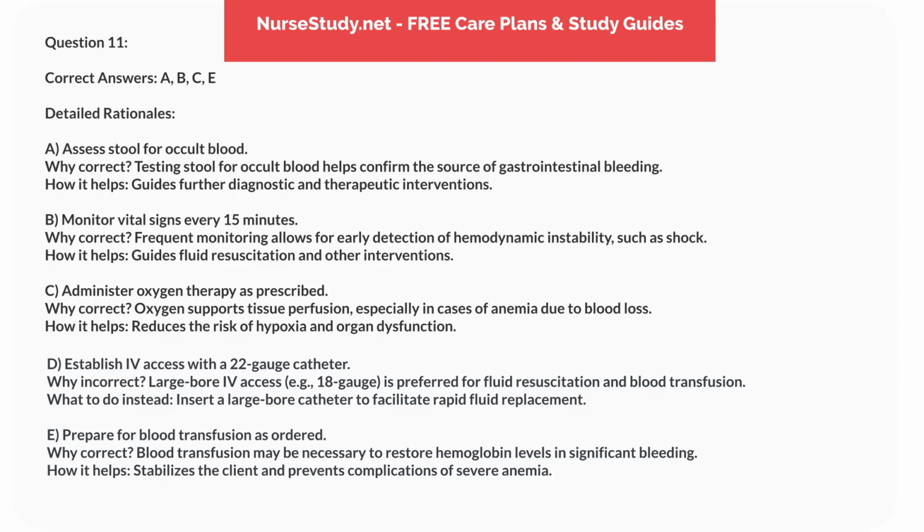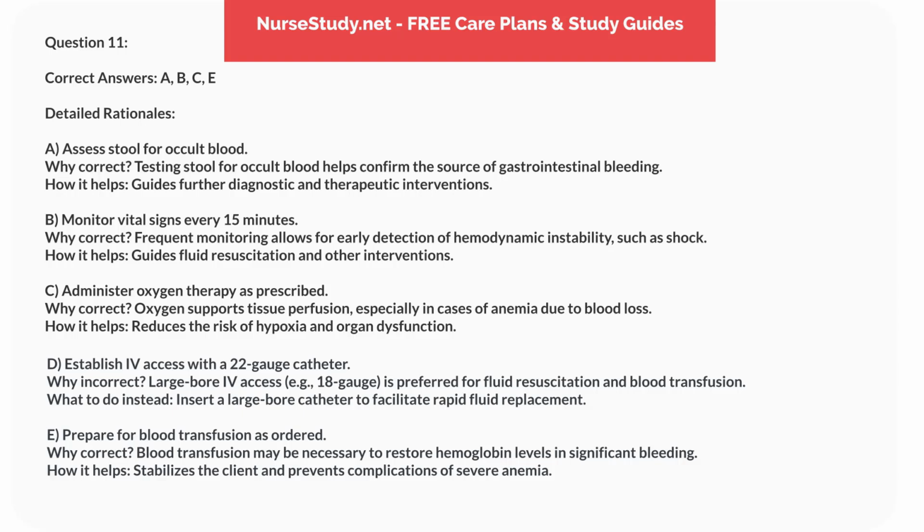Detailed rationales. A. Assess stool for occult blood. Why correct? Testing stool for occult blood helps confirm the source of gastrointestinal bleeding. How it helps: guides further diagnostic and therapeutic interventions. B. Monitor vital signs every 15 minutes. Why correct? Frequent monitoring allows for early detection of hemodynamic instability, such as shock. How it helps: guides fluid resuscitation and other interventions.